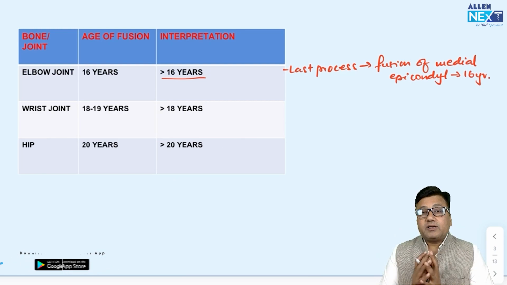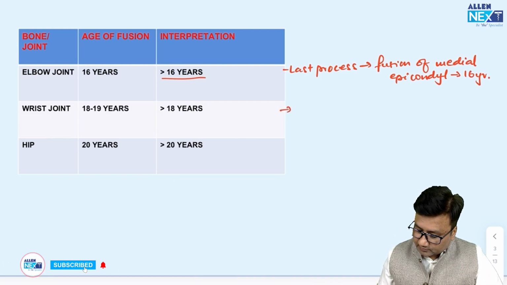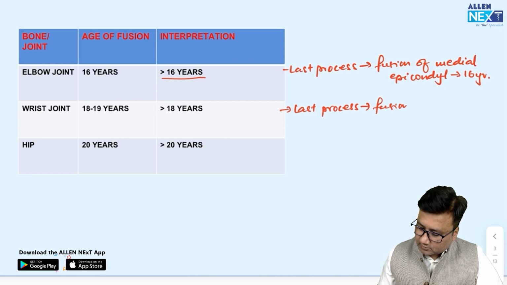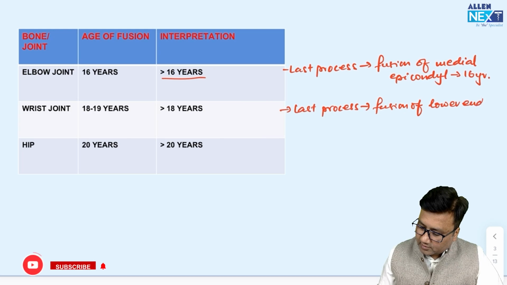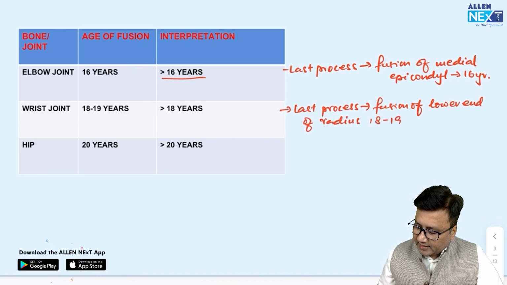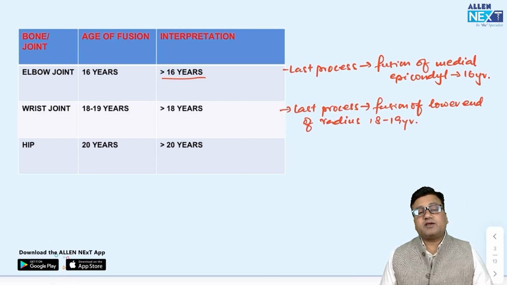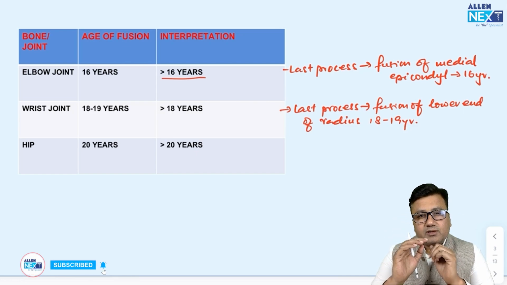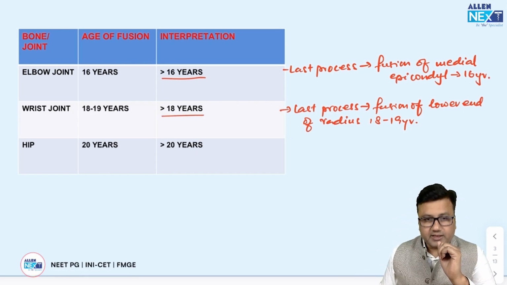In the wrist joint, the last process to happen is fusion of lower end of radius. This fusion happens between 18 and 19 years. It means if the lower end of radius, the epiphyseal fusion has happened, the person is greater than 18 years.